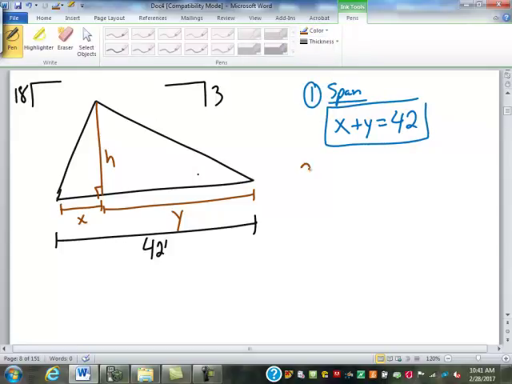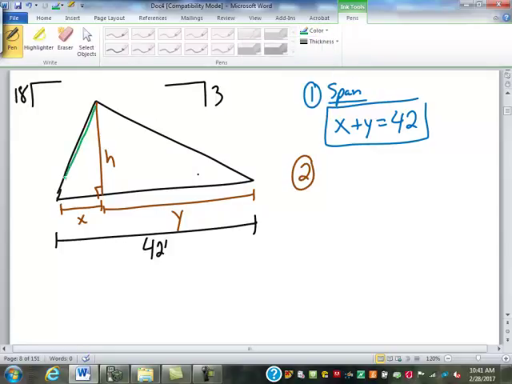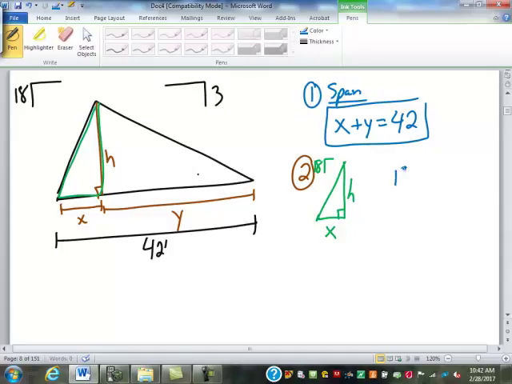Equation number 2, we are going to deal with x. So we're going to deal with this triangle right here, the green one. What do we know about Mr. Green Triangle there? It has an 18 over 12 slope. What else do we know? The height is what? H, and this run is x. So that gives us 18 over 12 equals h over x.